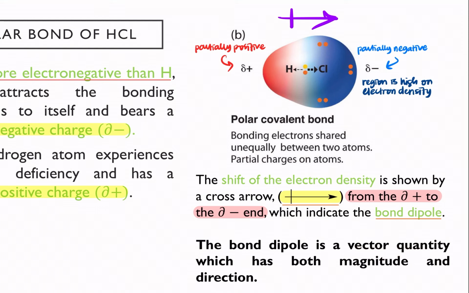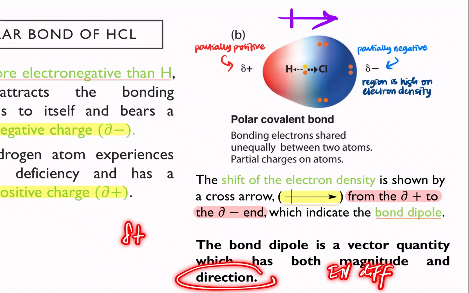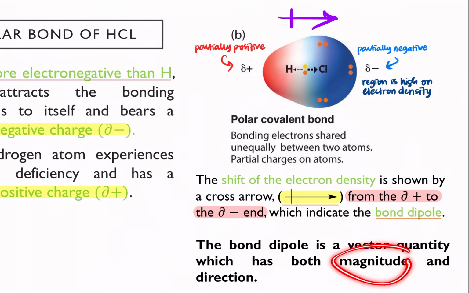So your bond dipole is actually a vector quantity. That means it will have both magnitude and direction. So magnitude depends on what? It will depend on the electronegativity difference between your two atoms in that bond, and direction will depend on where is your delta positive and where is your delta negative. Okay, alright. So magnitude means how big your arrow is. If the electronegativity difference is small, therefore the arrow is smaller, compared to bonds involving atoms of larger electronegativity difference.